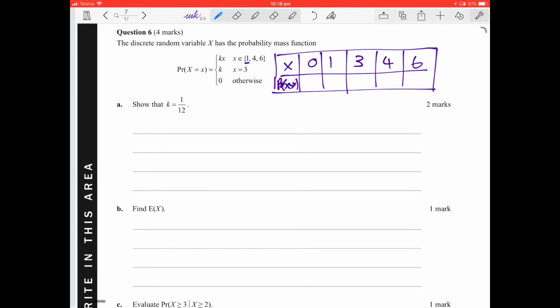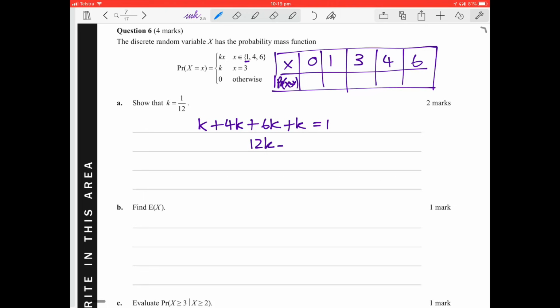Okay, so when I sub 1 in, I get k. When I sub 4 in, I get 4k. When I sub 6 in, I get 6k. When I sub 3 in, I just get k. And I get 0 otherwise, so that has to equal 1. So 12k equals 1. Therefore, k is equal to 1/12, as required. 2 marks. Well, it's a bit weird.